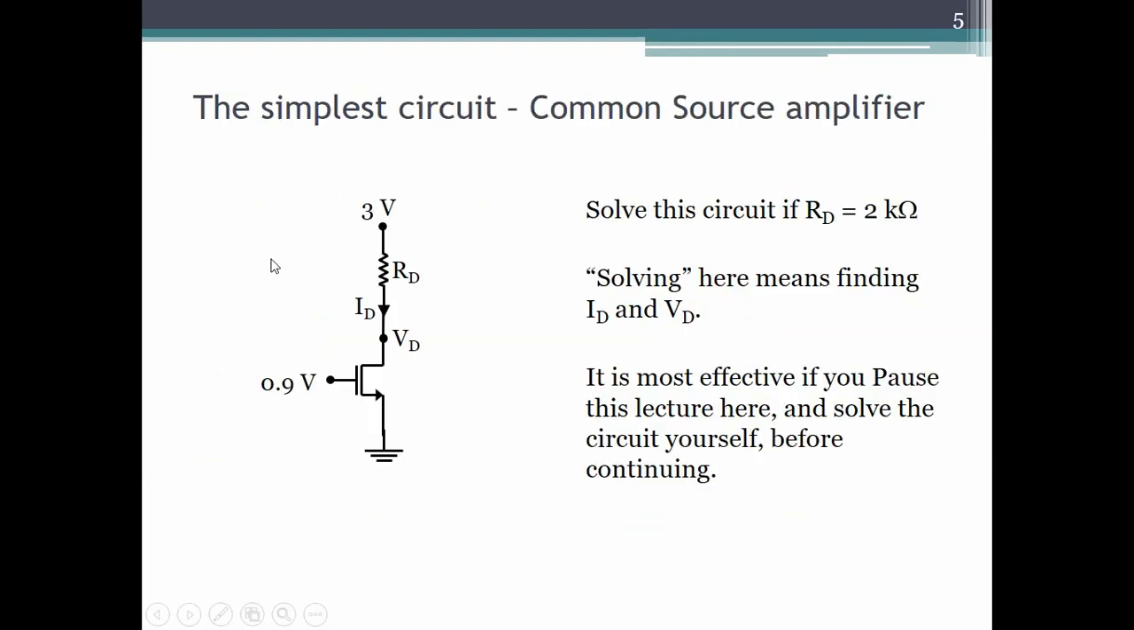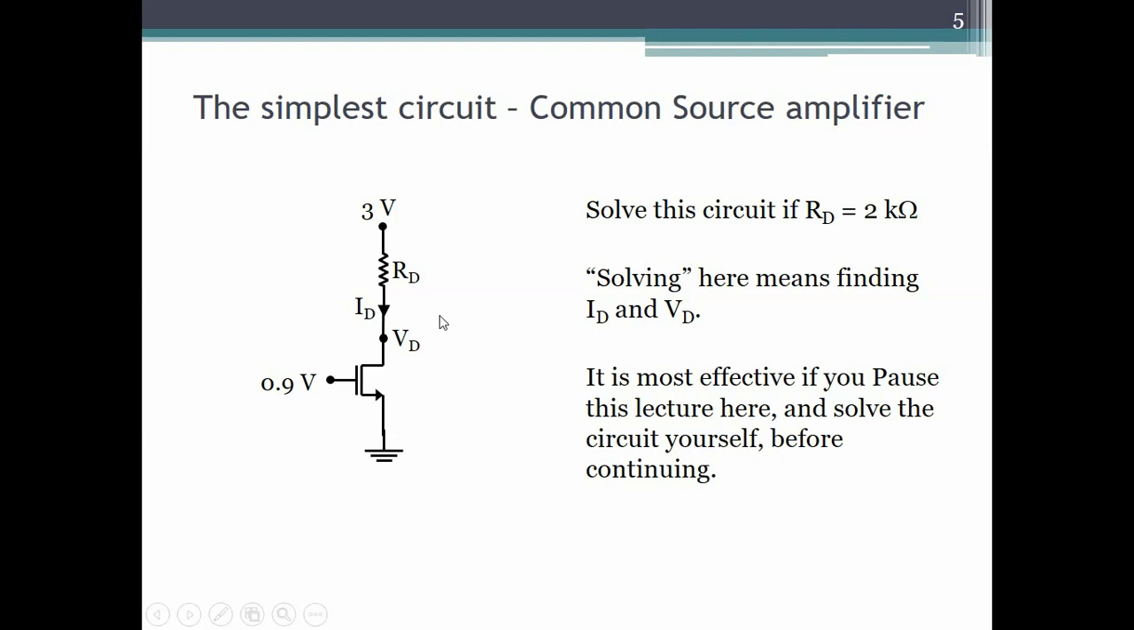So let us start with the simplest possible MOSFET circuit. A simplest circuit has to have one resistor, because if there is no resistor, there is no circuit, and we already know the currents and voltages from our MOSFET current equations. So we put a resistor in the drain and connect 3 volts at the top of the drain. This is of course the common source amplifier configuration.